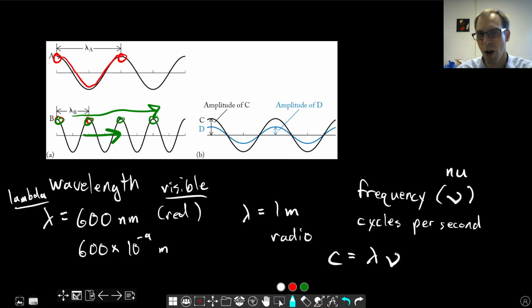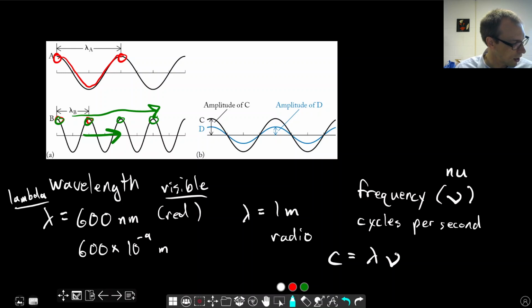And this is actually true for all waves, not just light. But with light, that speed is constant. But if you think of ocean waves or sound waves, they also have this relationship that the speed of the wave is related to the wavelength of the wave times the frequency of the wave. Just for light, that speed is a consistent value.